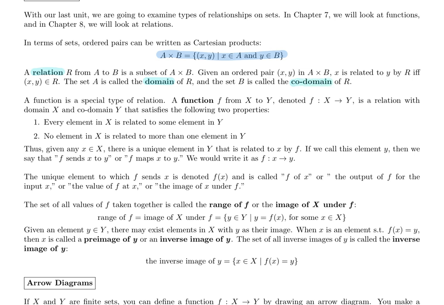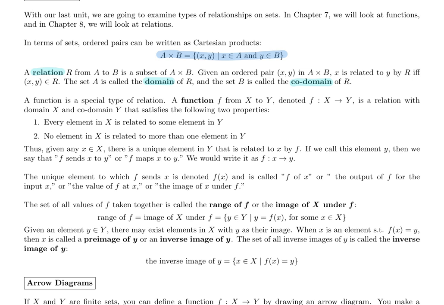So the first point of difference when talking about functions: we have a domain, we have a codomain, and we have a range. So we don't just have a domain and range. We now have a domain, a codomain, and a range. We will get to the range in a moment.